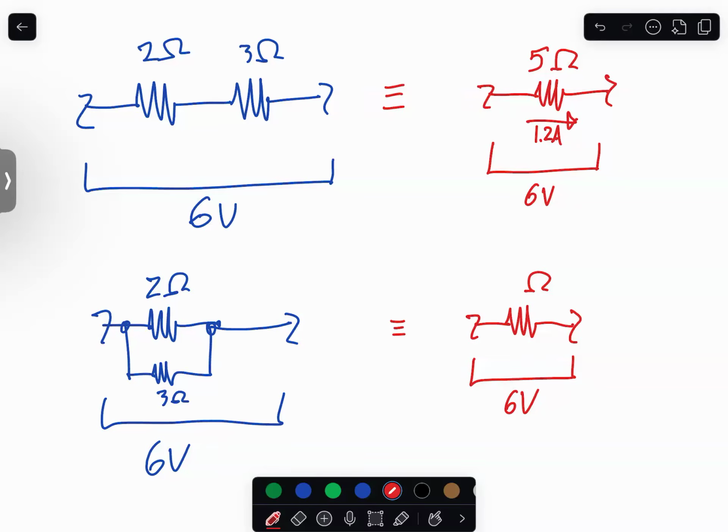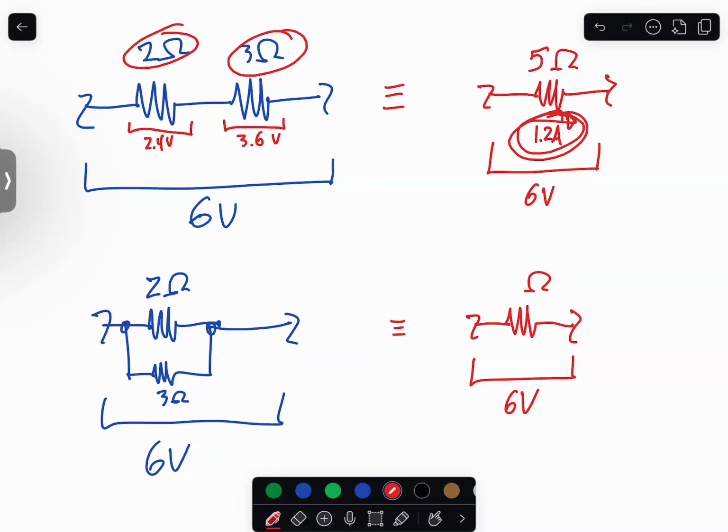Okay, let's see. What happens if 1.2 amps flows through 2 ohms? How much voltage is lost? This should not be hard. I times R. If I got 1.2 amps flowing through 2 ohms, that voltage difference would be 2.4 volts. Okay, if I had 1.2 amps flowing through 3 ohms, how many volts would be dropped? Last time I checked, 3 times 1.2 is 3.6.